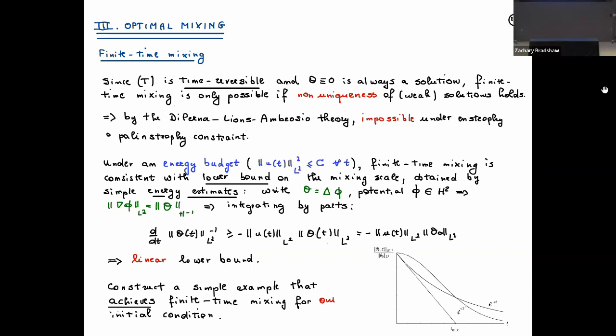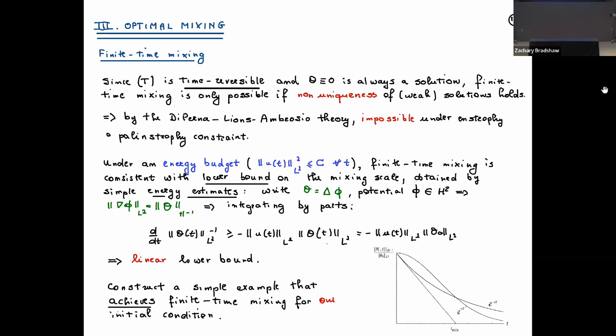sorry, this is a misprint, it should be the minus 1 norm squared. You have that the time derivative of the minus 1 norm is bounded below by the product of the energy times the L2 norm. In other words, if you integrate this, you get a linear lower bound. So what we expect from energy estimates is a linear lower bound that will meet 0 in finite time.